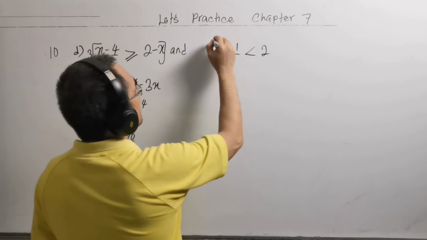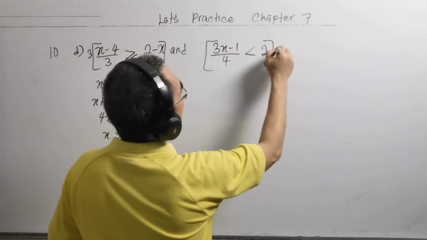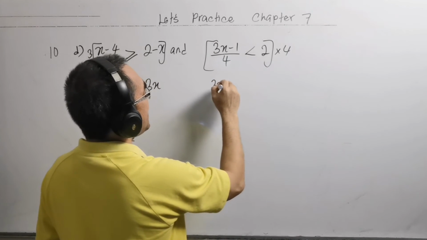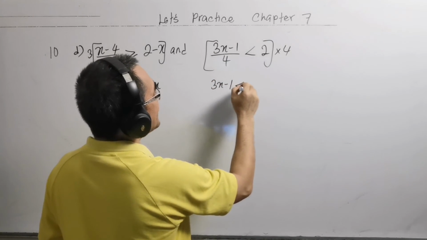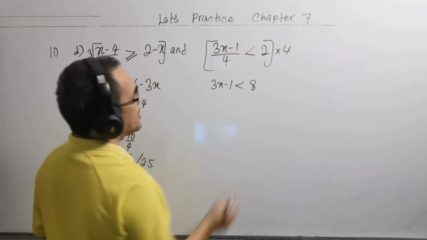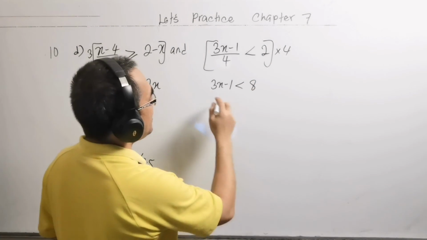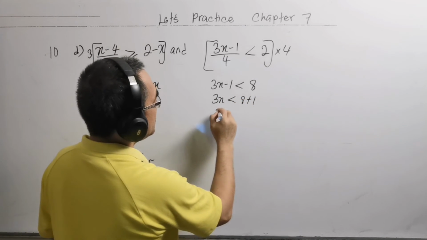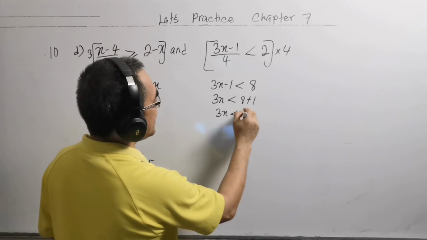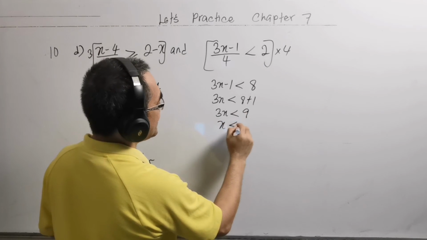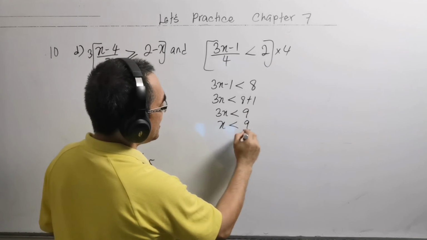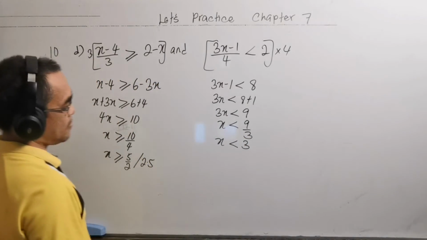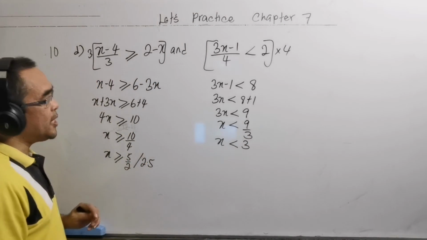For the other one, I'll multiply by 4. For this one, I cut 4 and 4, so we have 3x minus 1 less than 2 times 4, which is 8. So I move the negative 1, so we have 3x less than 8 plus 1. So we say 3x less than 9, x less than 9/3, so x will be less than 3. So we have two inequalities.